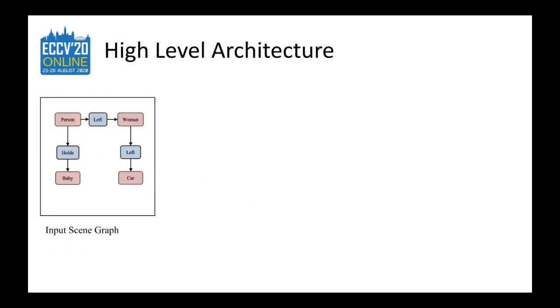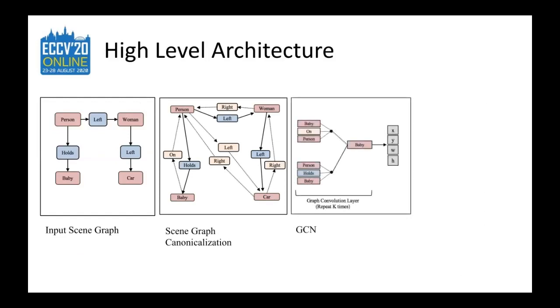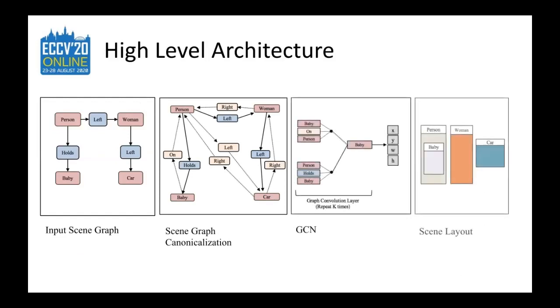Given an input scene graph, we start by mapping it into its canonical representation. This canonical scene graph is then fed into a graph convolution network, which is used to predict the layout of the scene.